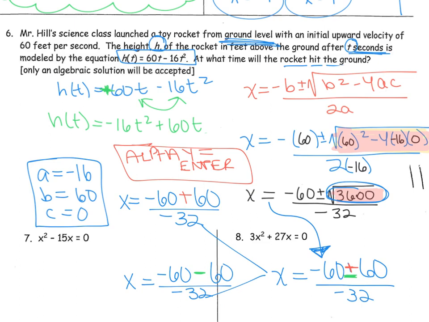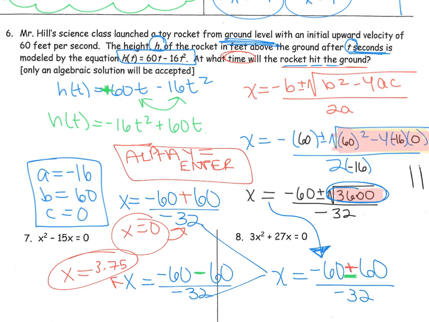Okay, so when I put this in the calc, I'll get x to equal 0 for this one, and I'll get x to equal 3.75. Okay, so the question, we got to go back and read. At what time will it hit the ground? Well, x being 0 is where it's starting. It's starting at the ground level. It's being shot from the ground, right?